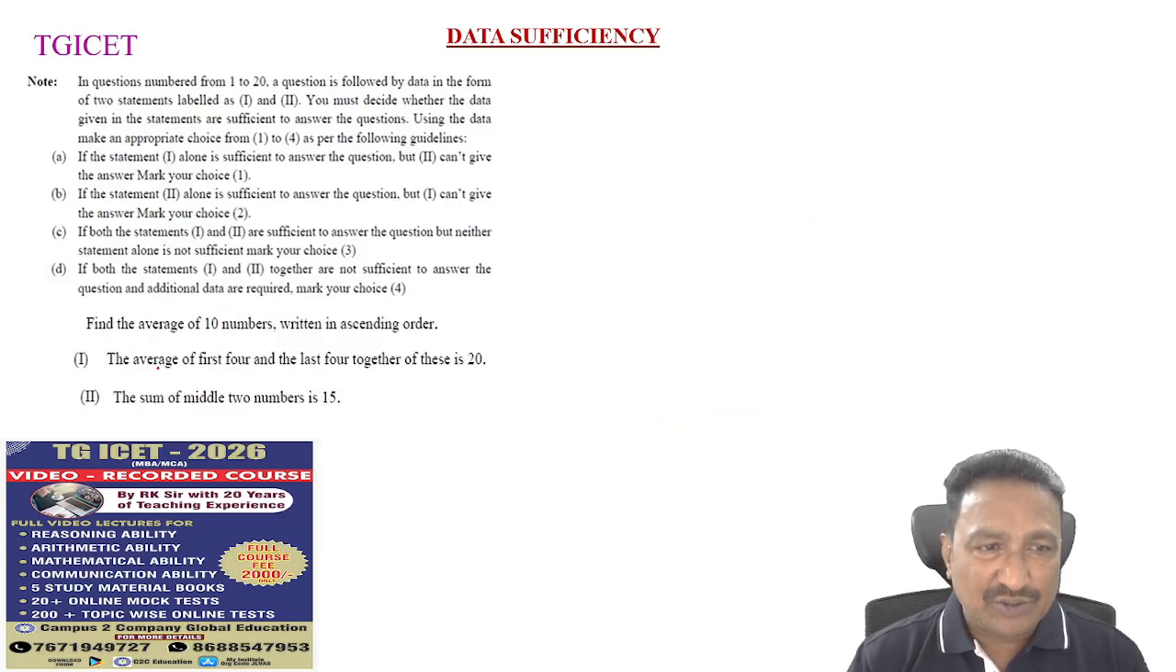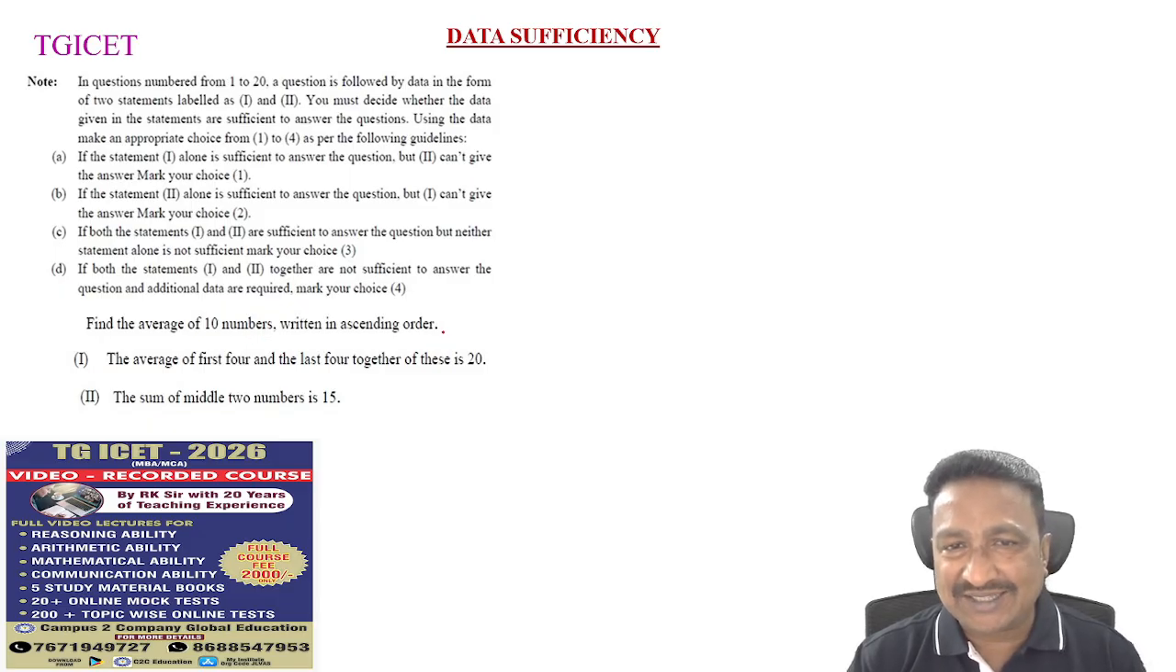Now come to the next question. Find the average of 10 numbers written in ascending order. Whenever numbers are written in ascending or descending order, for the average we should always remember that average is equal to the sum of the observations by the number of observations. So we should know the sum of the 10 numbers, then we can decide the answer.